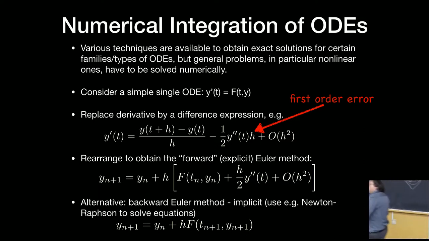Now we have some principle understanding of how this works in the continuum problem. Now let's discretize. Let's solve things numerically. Many different options. Let's keep it simple. So let's look at a very simple ODE. And now we just replace the derivative by a finite difference expression, like the most simple one. y prime is y of t plus h minus y of t, divided by h. So this is the definition of the derivative.